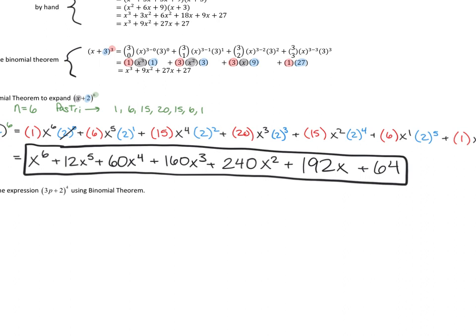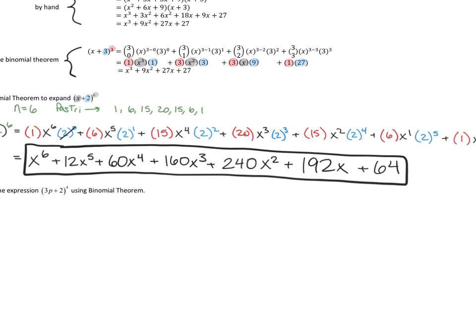The x term, or the first term, starts at the highest power possible, 6, and then just decreases every time. The other one increases every time. The a value, or the second thing, starts at 0 and increases. 0, 1, 2, 3, 4, 5, 6.